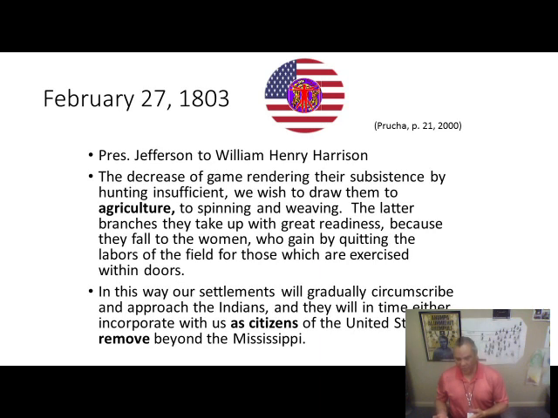But he goes again to propose that we either circumscribe them and approach the Indians, and they will incorporate with us as citizens, or they will remove beyond the Mississippi. So he's creating an either-or scenario. That's unfortunate because it creates a precedent, and specifically one for removal.